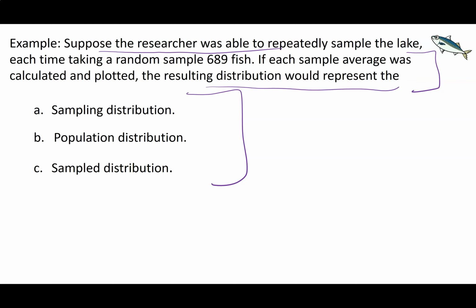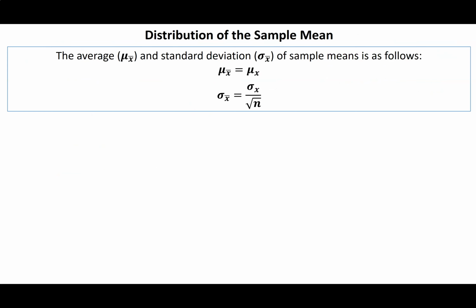So right off the bat, because they are repeatedly sampling and they're recording something each time they sample, this should lead me to, this is not just the sampling distribution, but it's the sampling distribution of X bar. Population, no, they're not recording all the fish at once. They are recording repeated samples of 689. And sampled, that would be just one sample. They took many. So it's the distribution of the sample mean.